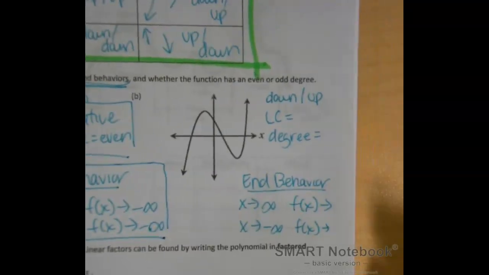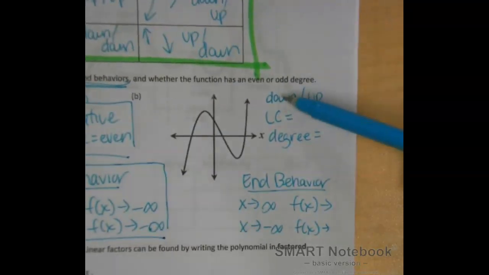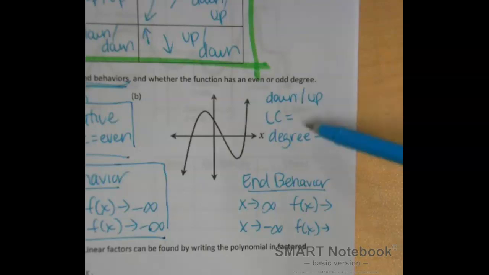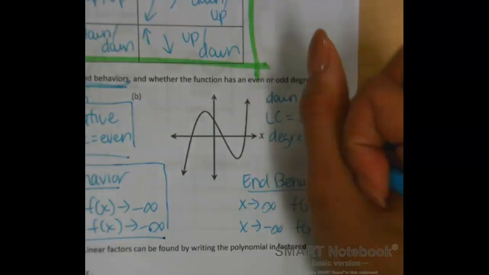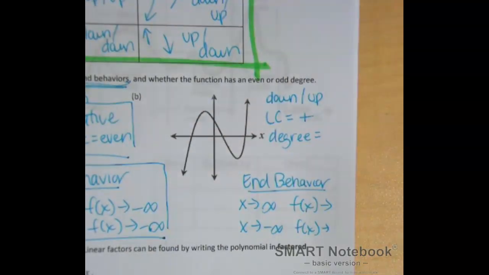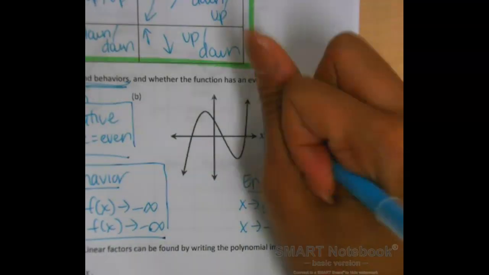All right, Omar, let's see what we got. I know that the graph is down up. I know that for sure. Looking at your chart at the top, Omar, what happens to your leading coefficient if your ends are down up? Your leading coefficient is going to be positive. I'm just going to put a big plus sign. What about the degree? It's going to be odd. Okay, that's the first part.